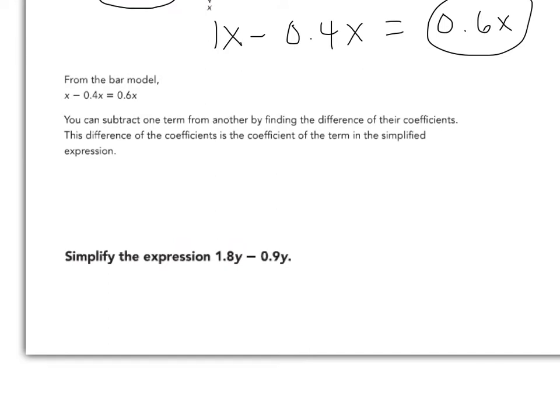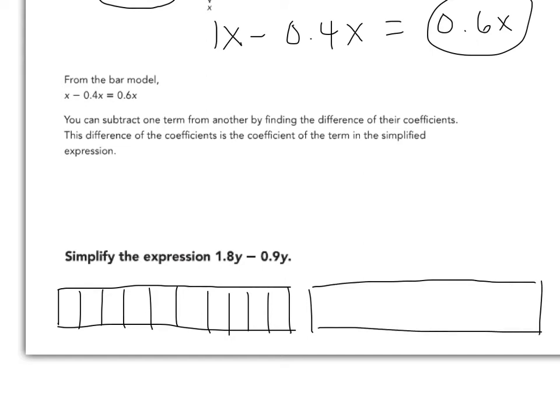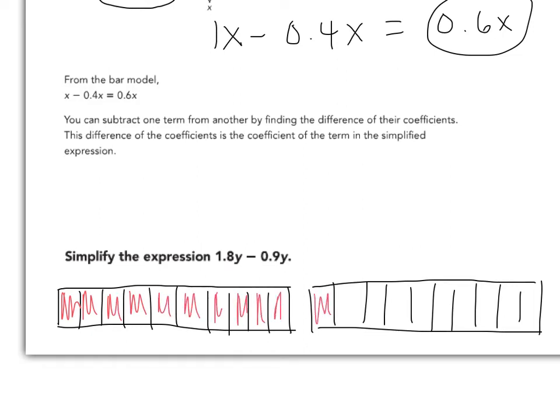Okay, so now we have simplified the expression 1 8/10 y minus 9/10 y. Okay, so I'm going to draw 1 8/10, which is more than 1. So I'm going to draw a bar, 1, 2, 3, 4, 5, 6, 7, 8, 9, broken into 10 pieces. Then I'm going to draw another bar broken into 10 pieces, and I need to shade 8/10. So 1, 2, 3, up to 18. Okay, so 1 8/10 or 18 pieces are shaded.